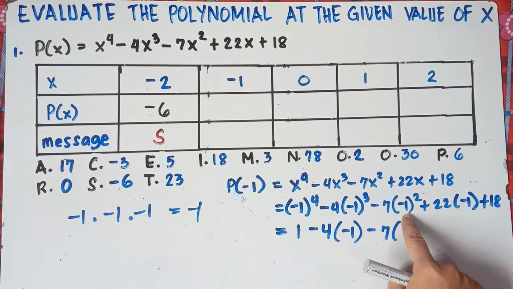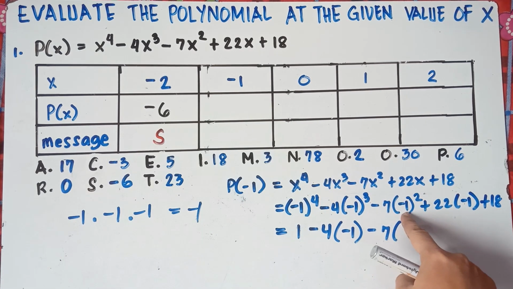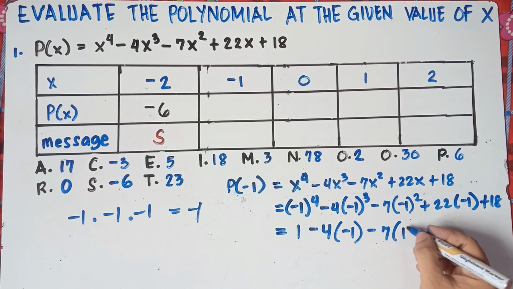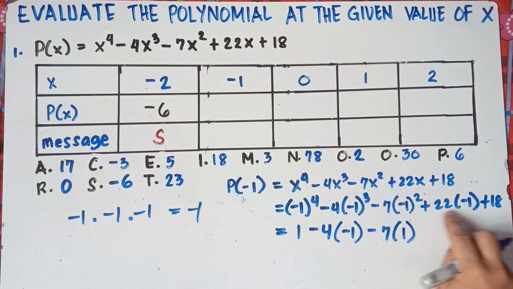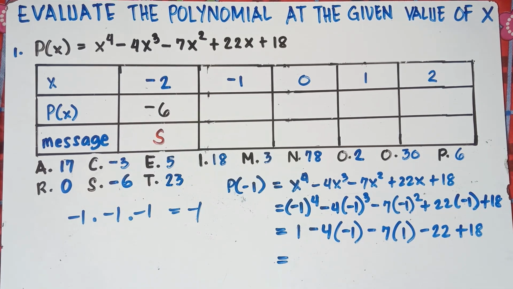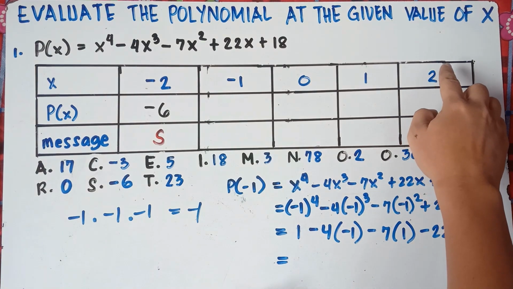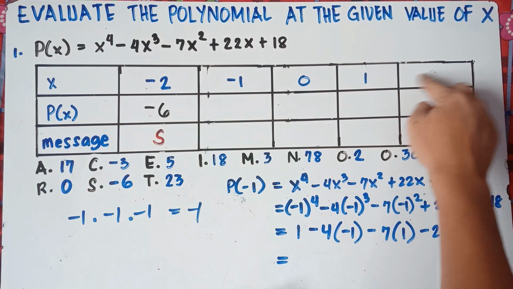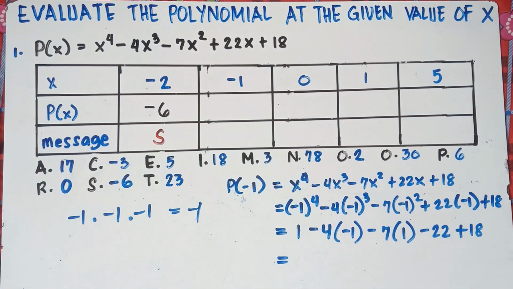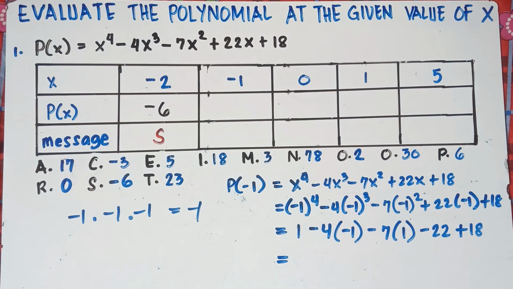Alright, so this will be negative 1 times negative 1, that's positive 1. You multiply negative 1 by itself twice, that's positive 1. Then 22 times negative 1, that is negative 22. Then plus 18. By the way class, the given example in the book, the last number is 5. So 5 there will be quite tricky later on.